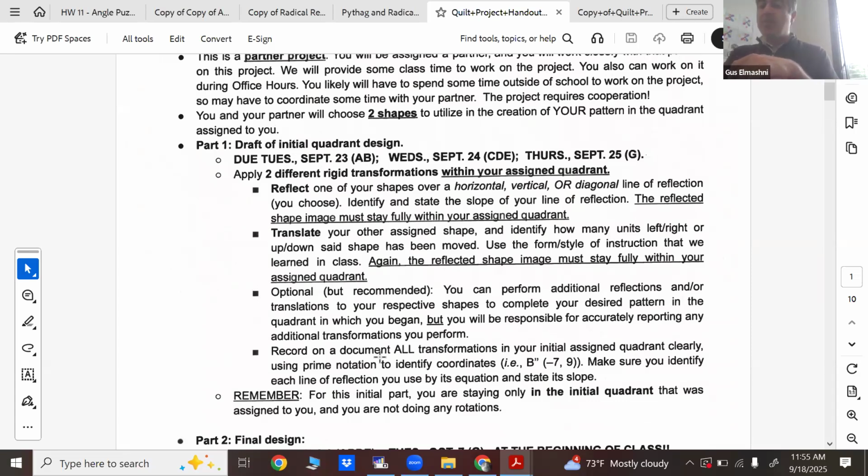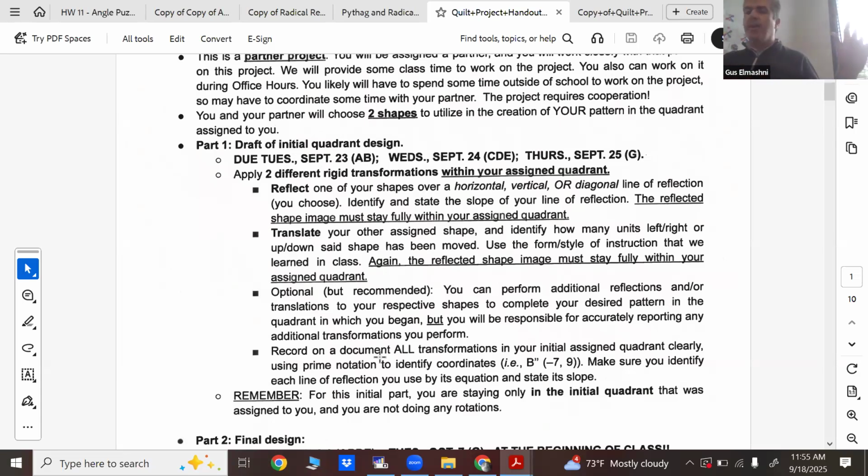Okay, now the actual stuff we have to do. So part one, Mag, can you read part one? Draft of initial quadrant design due September 23rd, Wednesday, September 24th, Thursday. So for us, that will be Tuesday. So we'll have time in class on Monday to work on it.